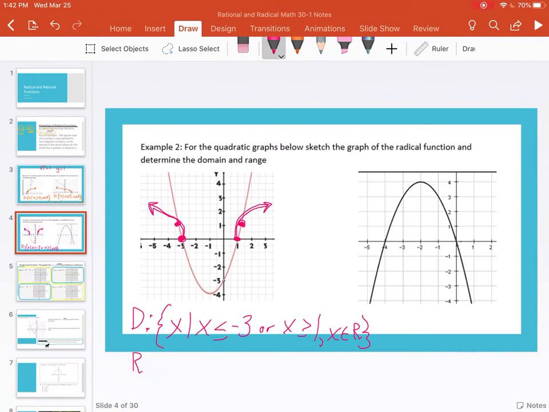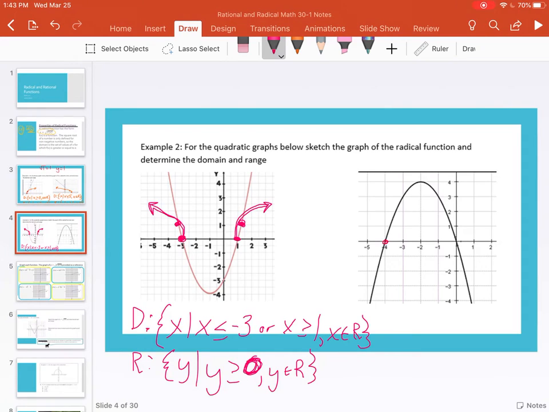And then my range, once again, would just be for all y values, y is greater than or equal to 0, where y is an element of all real numbers. That's a 0, not a 6. Okay, so now with my second graph on this page, start the same way.